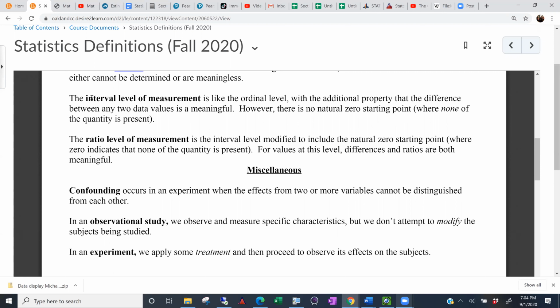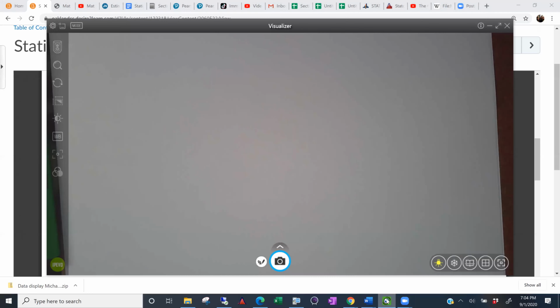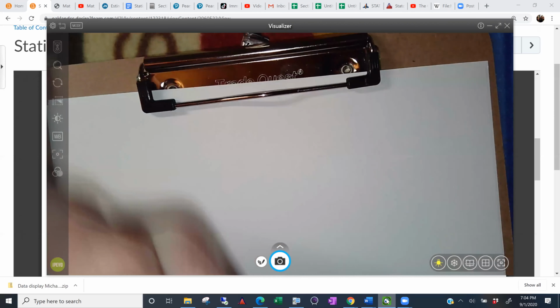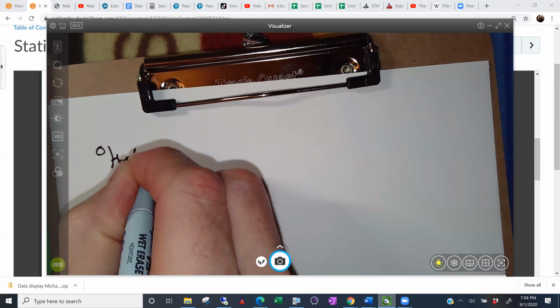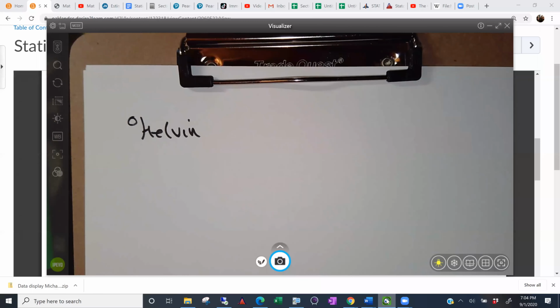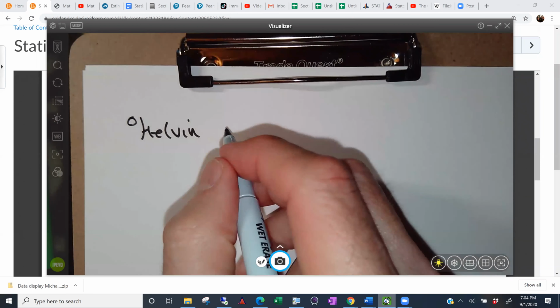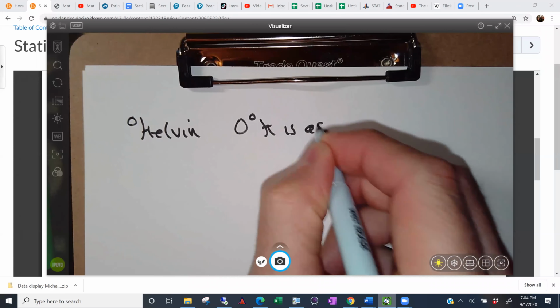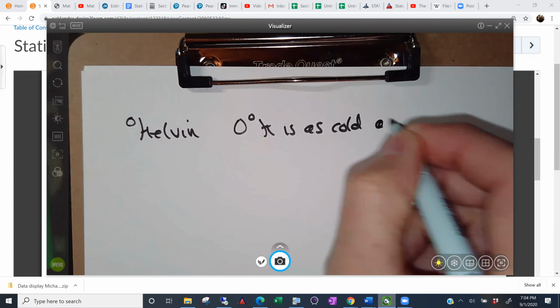0 degrees is actually pretty warm compared to absolute zero. Does anyone remember where absolute zero occurs or what scale measures absolute zero? No. Yeah, that's okay. You don't have to be physics majors, but I'll help you out here. It's degrees Kelvin. That's where 0 degrees Kelvin is as cold as it could get.